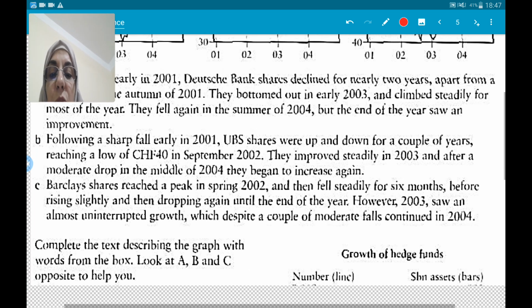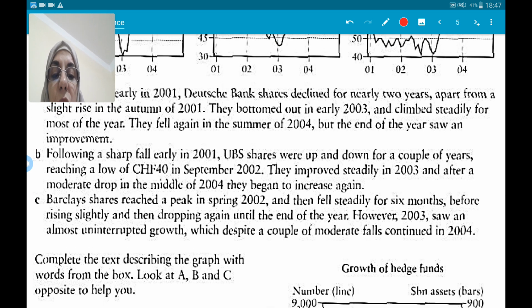Barclays shares reached a peak in spring 2002 and then fell steadily for 6 months before rising slightly and then dropping again until the end of the year. However, 2003 saw an almost non-interrupted or uninterrupted growth, which despite a couple of moderate falls continued in 2004.